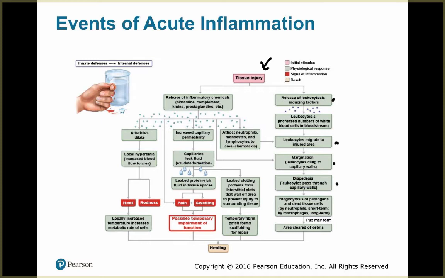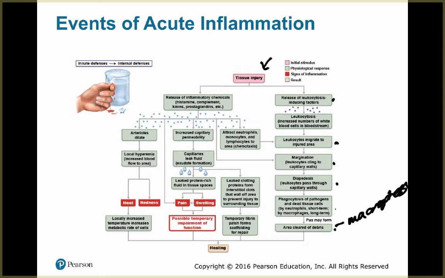Diapedesis is when they actually leak through those capillary walls between the endothelial lining, and then they basically will start to phagocytose the pathogens and the dead tissues there. Short term, it's neutrophils. Remember, they get there immediately and they'll start working, and then the monocytes will change into macrophages. It takes about 12 hours, and then they will come in. And basically, this is where you'll see pus may form because of some of these dying cells, and the area will be cleared of debris by the macrophages, right?